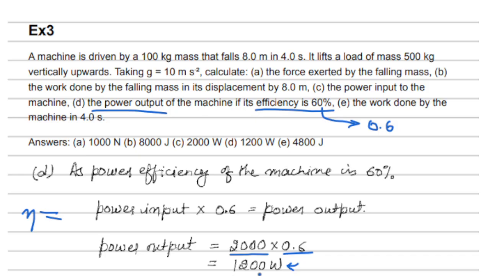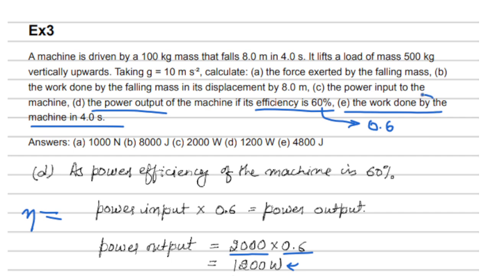So where did the rest go? That got dissipated. The friction forces are there, there is air friction, and the machinery has some instruments which also take some energy. There are multiple ways, like sound energy, that can dissipate the energy, so there is a loss because it is a practical machine they are talking about. Okay, let's go for the E option, the work done by the machine in 4 seconds.